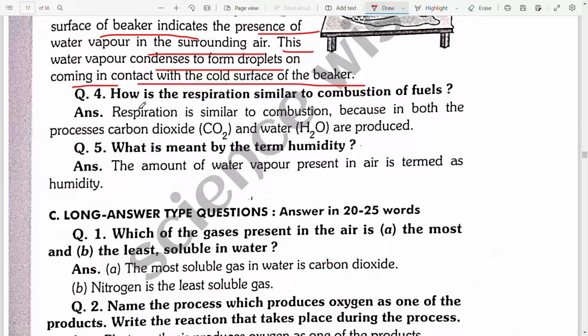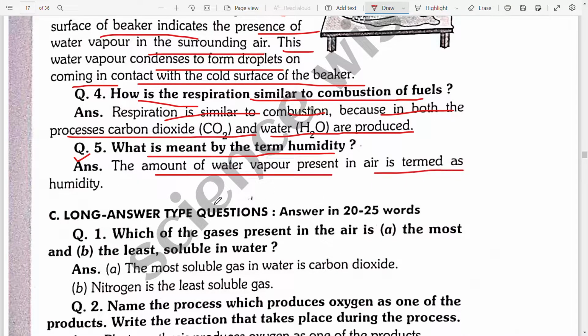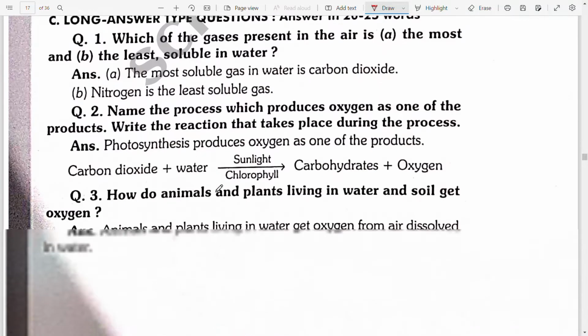Question number 4. How is respiration similar to combustion of fuel? Respiration कैसे combustion of fuel से similar है? Answer is respiration is similar to combustion because in both the processes carbon dioxide CO2 and water H2O are produced. Question number 5. What is meant by the term humidity? Answer is the amount of water vapor present in the air is termed as humidity.